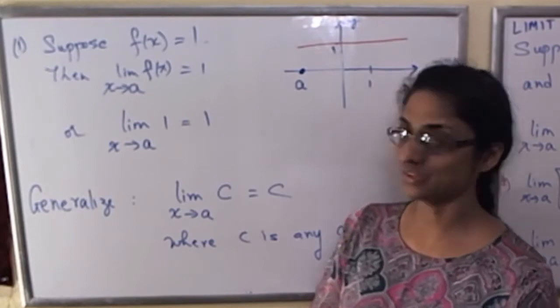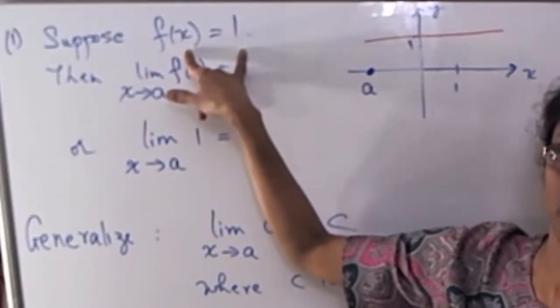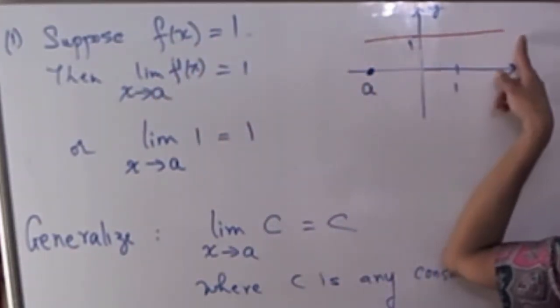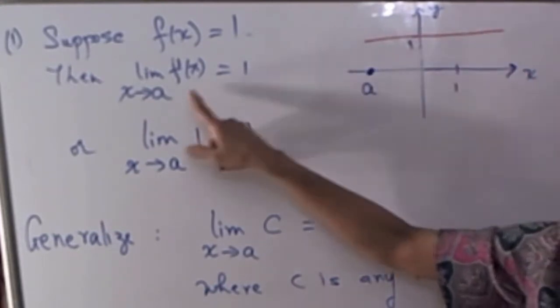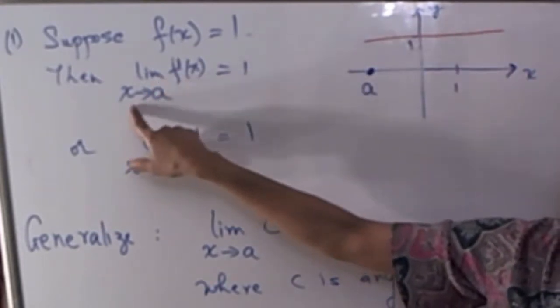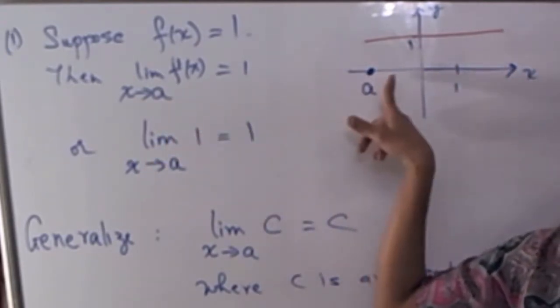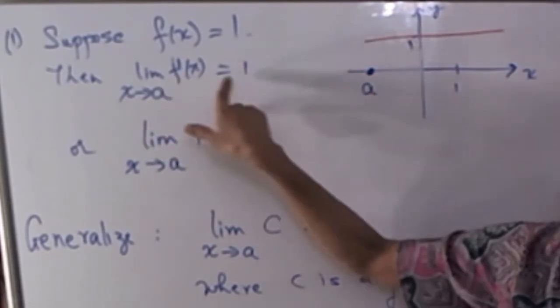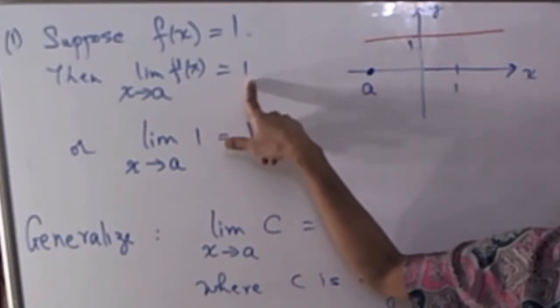So here's my first example. Suppose f of x equals 1. You're familiar with that function. Its graph is a horizontal line. We would like to ask ourselves, what is the limit of this function as x approaches a? a could be any point on the number line. As you can see right away, the limit is in fact 1. There is not much to discuss.